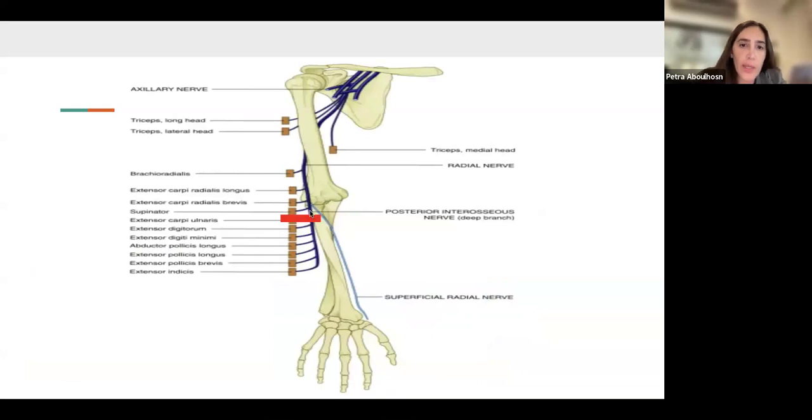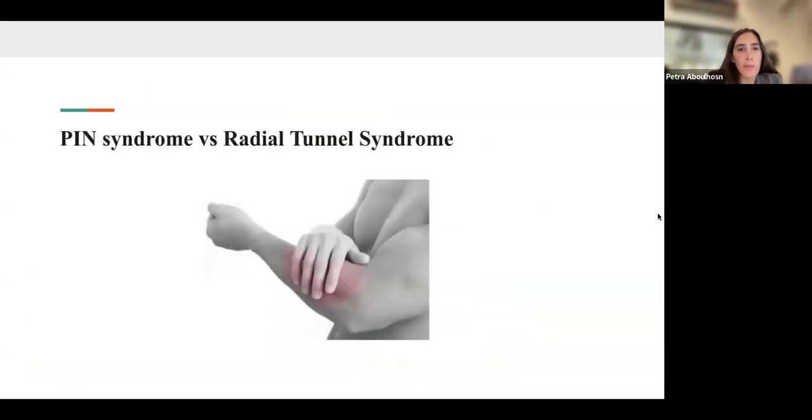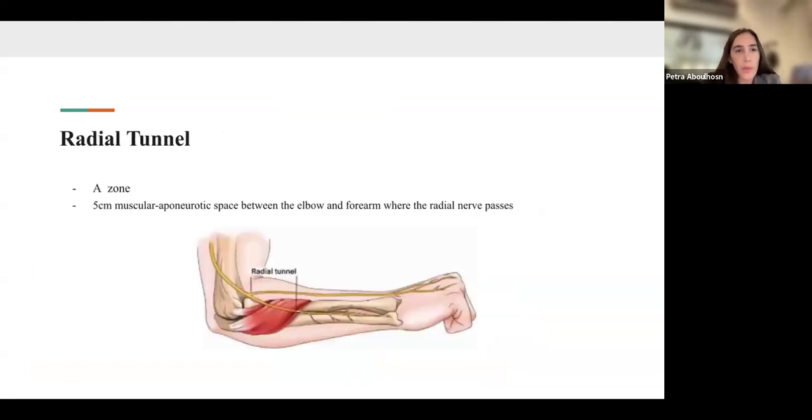Insult right here. What do we get? We have here sparing of brachioradialis, ECRL, and ECRB, and the supinator. And what is this pathology? Here we get into two terms. We have the PIN syndrome versus the radial tunnel syndrome.